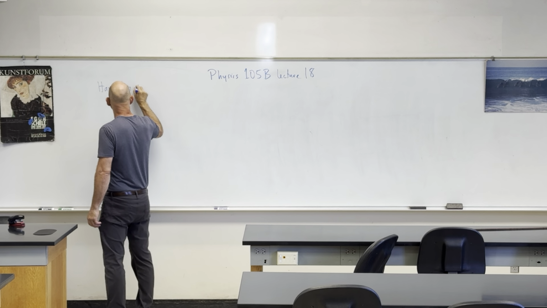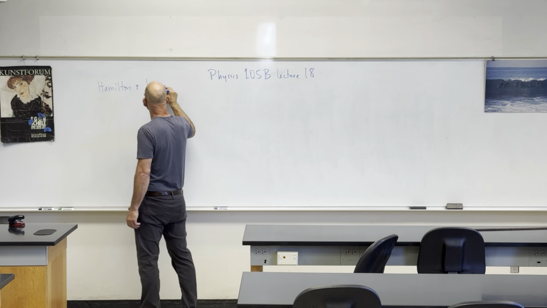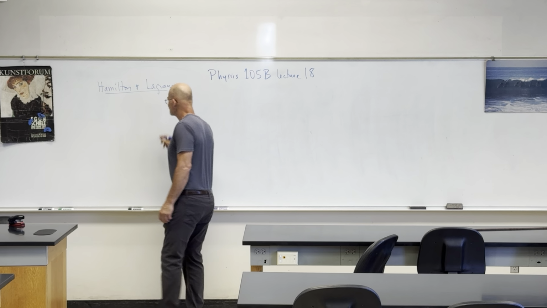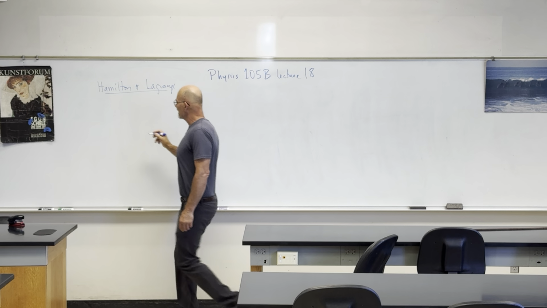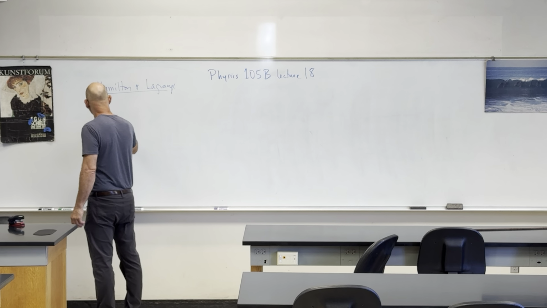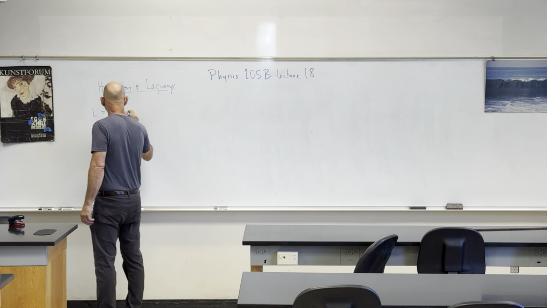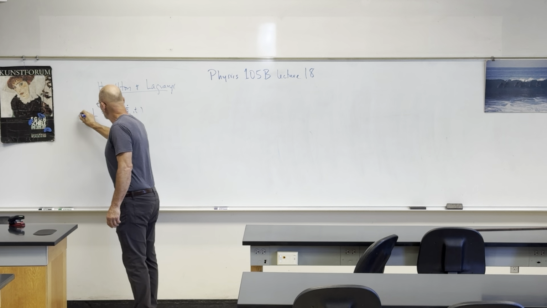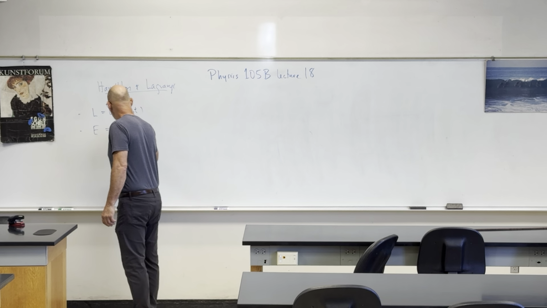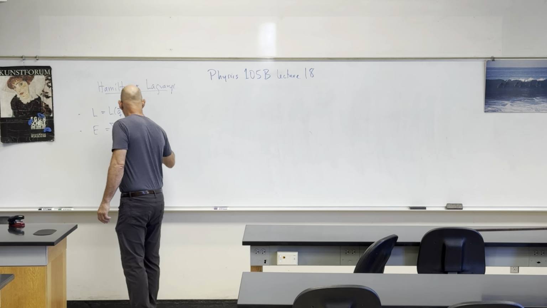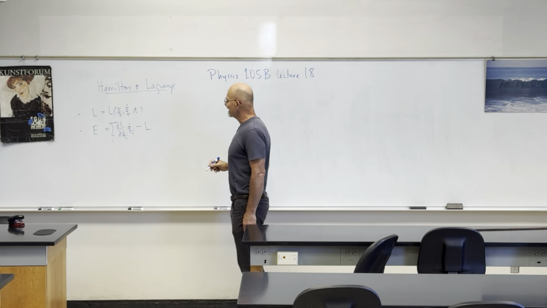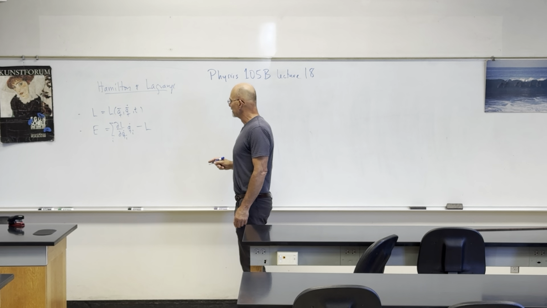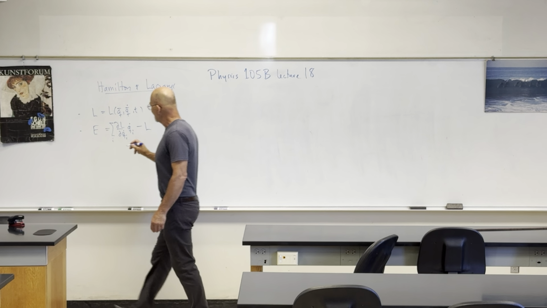I'll just call it Lagrange and Hamilton. I'll put the schema here. You've got your L of the q, q dot, and p. Then you get this energy here, the sum over, and in many cases it equals T plus U, but not always, minus L.